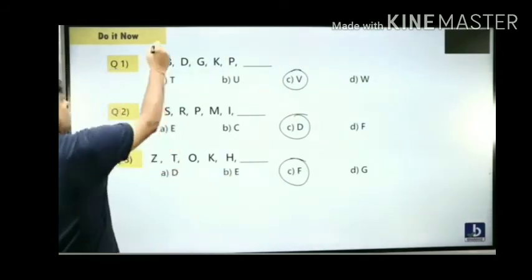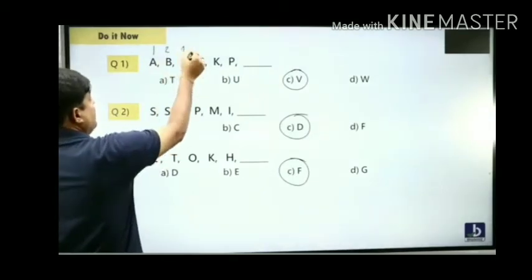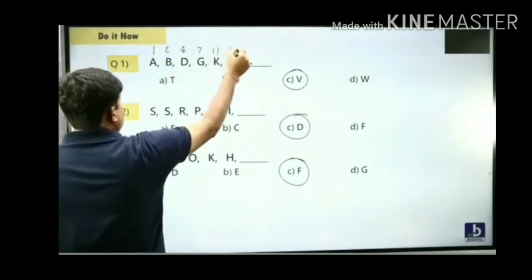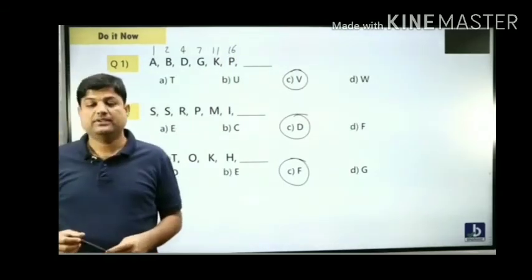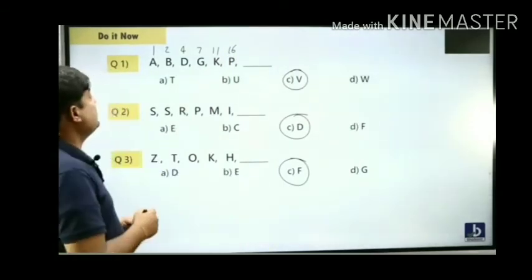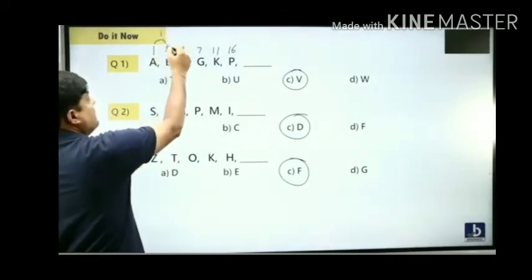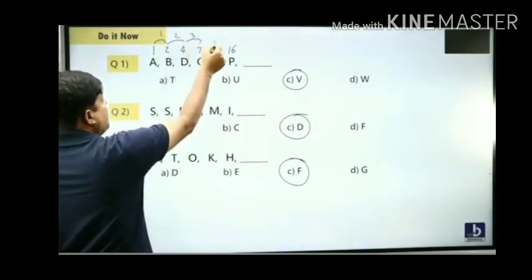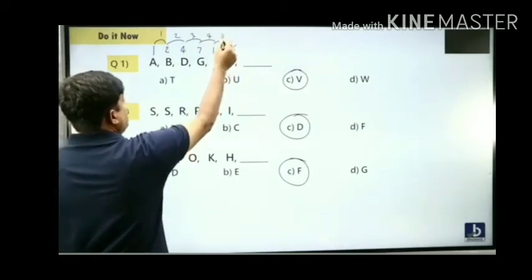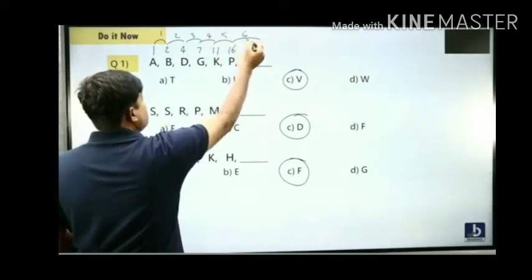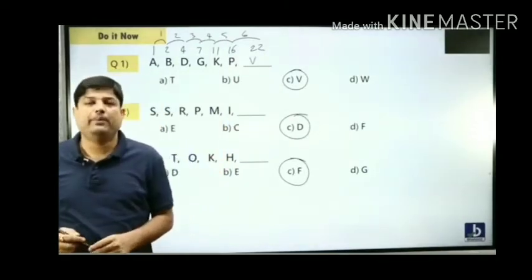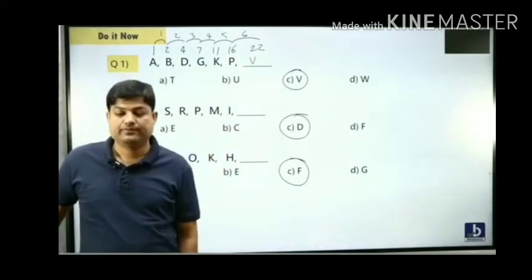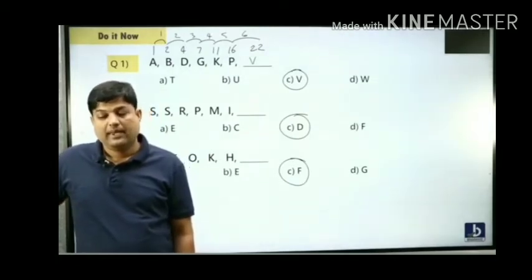Now let's convert them into ranks. A stands for 1, B stands for 2, and here 4, here 7, here 11, and here 16. Clear? Now let's look at the gaps. The gap here is 1, here 2, here 3, here 4. 11 and 16 have a gap of 5. Now after 16, the gap should be 6. 16 plus 6 is 22. 22 stands for V. V stands for 22.